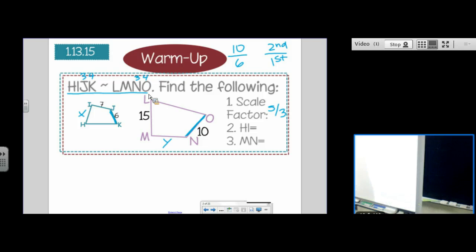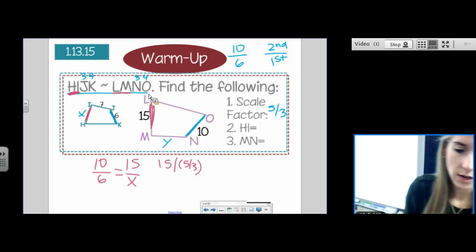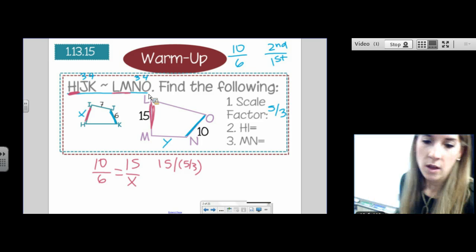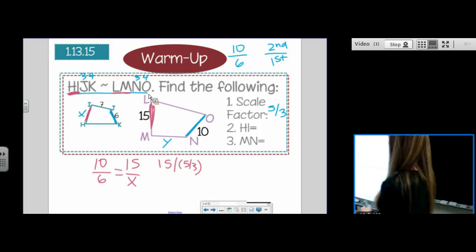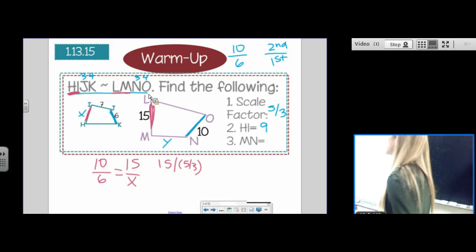So if I look at X, X is IH. IH is listed first and second, and LM is listed first and second. So I know X goes with 15. So I can say 10 is to 6 as 15 is to X. Or I know since I'm going backwards, I could simply do 15 divided by my scale factor. It is the same thing either way. Karthik, what'd you get for X? What'd you get for HI? So HI, which is X, when you cross multiply, you get 9. We don't have units, so we don't need to worry about putting units.